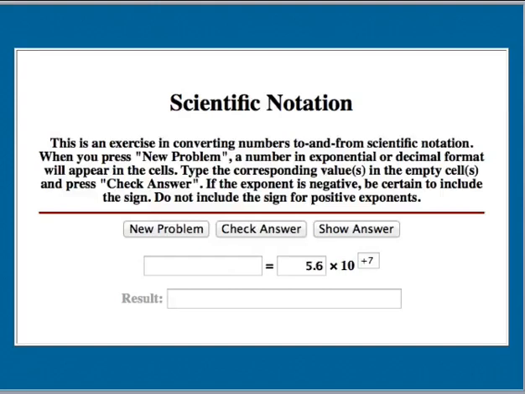Convert this to decimal. 5.6 times 10 to the 7. Gonna write our 5.6 here. I'm gonna follow the 6 with 6 more zeros.